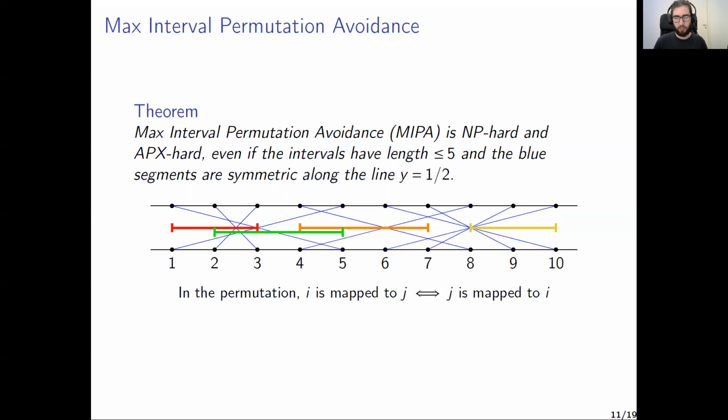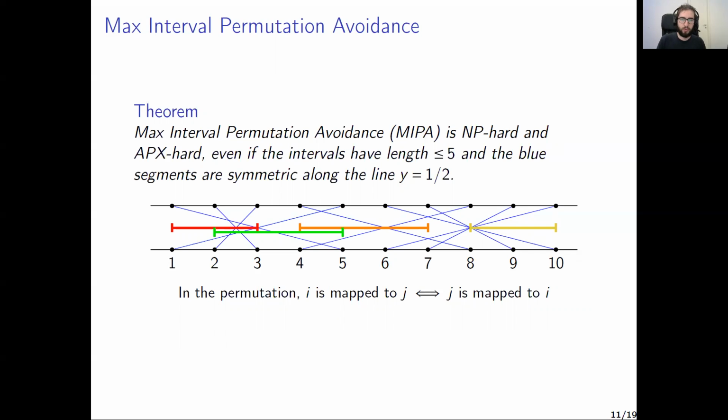And by this we mean that in the permutation, if i is mapped to j, this is if and only if j is mapped to i. So here you have an example: let's say 1 is mapped to 5, and 5 is mapped to 1. 2 is mapped to 3, and 3 is mapped to 2, and so on and so forth. So we could prove that this problem, MIPA, is NP-hard and APX-hard even under these new constraints. So okay, this was for the MIPA problem.